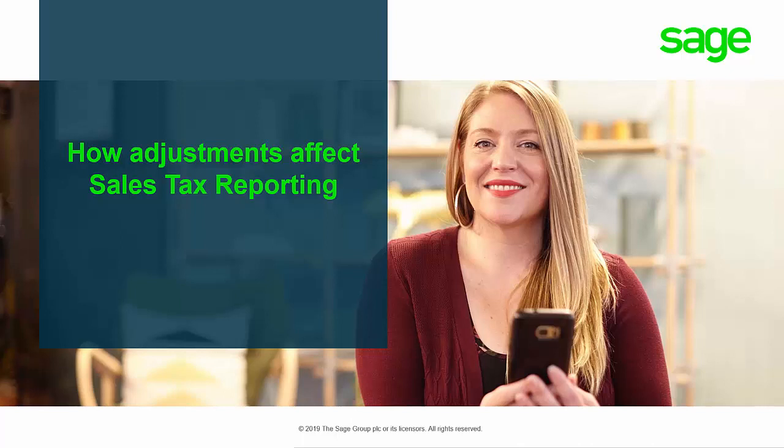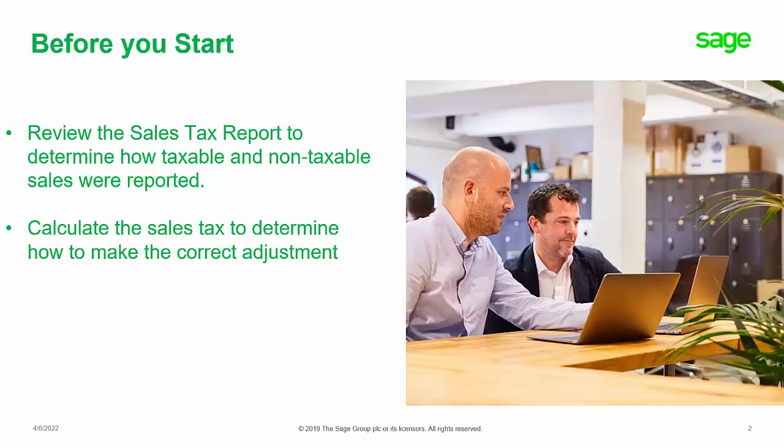This tutorial is on how adjustments affect your sales tax reporting. When a debit or credit memo changes the taxable amount on an invoice, Sage BusinessWorks displays information on amounts that were previously allocated to taxable or non-taxable sales.